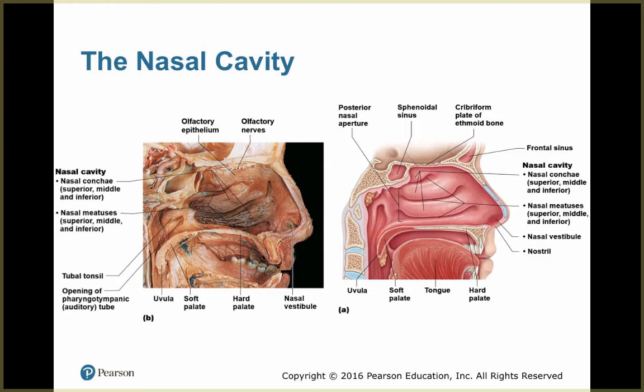So those are essentially the main areas there. Here's the cribriform plate that they're talking about, and if you look over here, these are all the different cartilages in the nose. So let's go ahead and move on to the next part, which is the pharynx region.